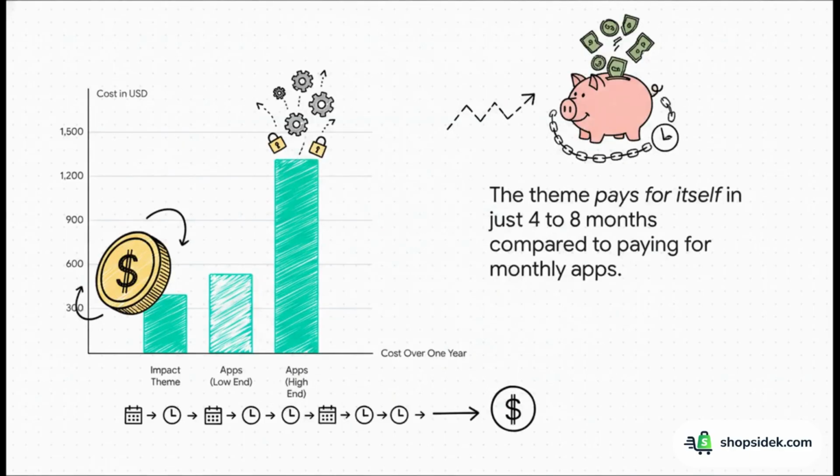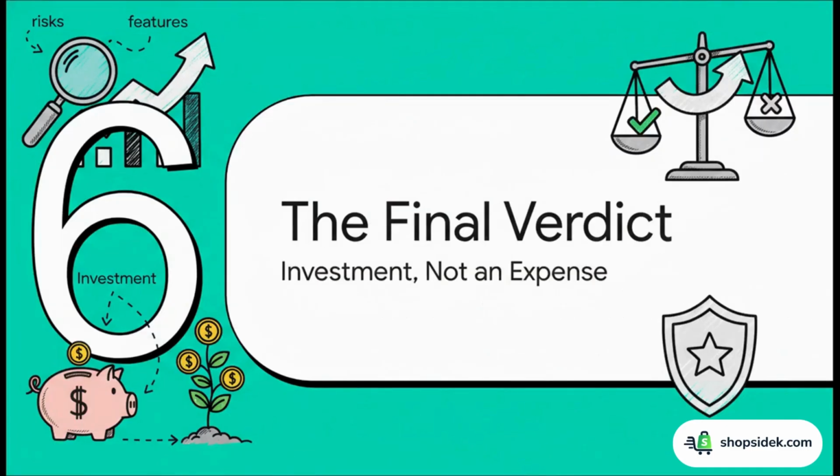And that's just 1 month. Look at what happens over a single year. The Impact theme is that one flat $400 payment. Done. But those apps? Even on the cheap end, you're paying $540 a year. And on the high end, you could be looking at over $1,300. The theme literally pays for itself in just a handful of months. It's a no-brainer.